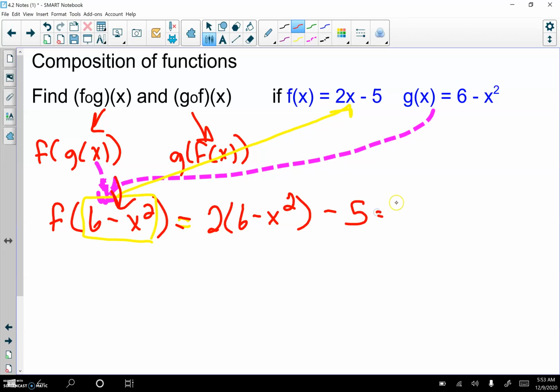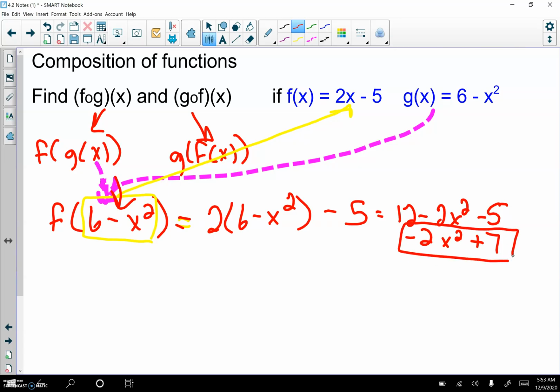And then that's equal to 12 minus 2x squared minus 5, which is negative 2x squared plus 7 as your final answer. And then if I look at the next one, g of f of x.